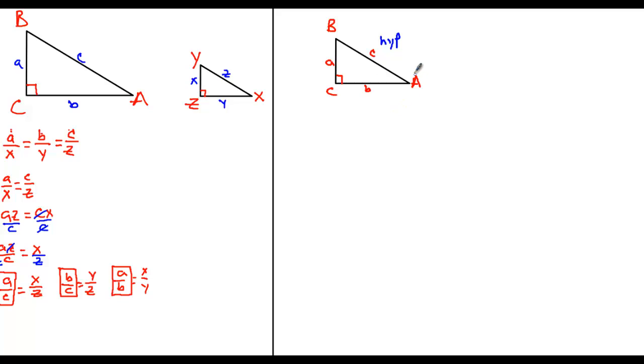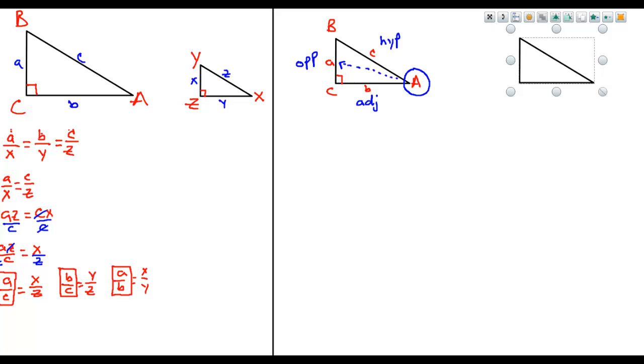So you always want to think about having a reference point. And for us, our reference point is going to be angle A. So if I'm standing at angle A, I'm looking out across this triangle, I would see that side A is opposite from angle A. And I would see that side B is not opposite from angle A, but side B is adjacent to angle A.